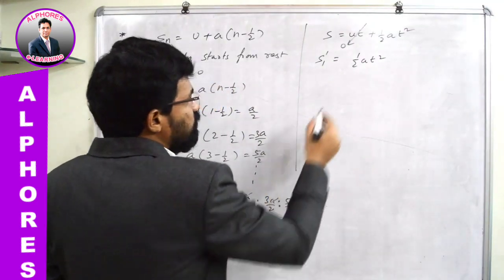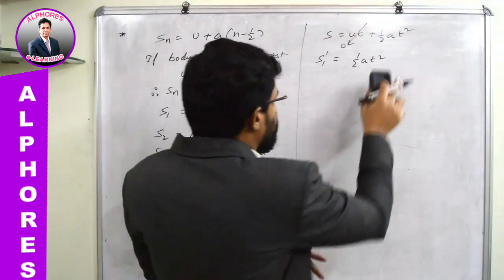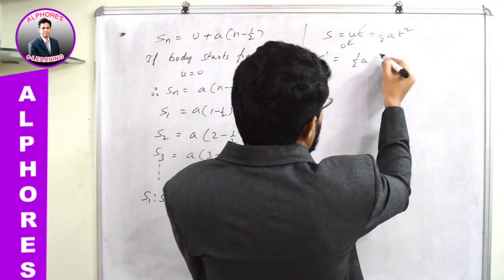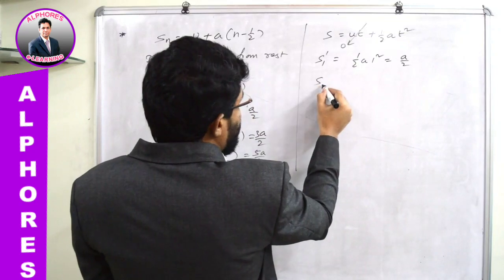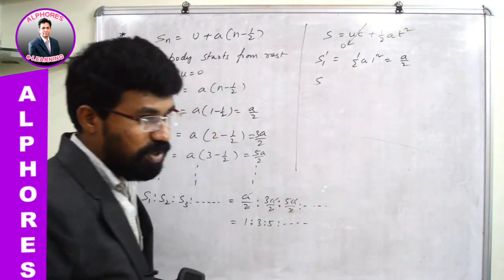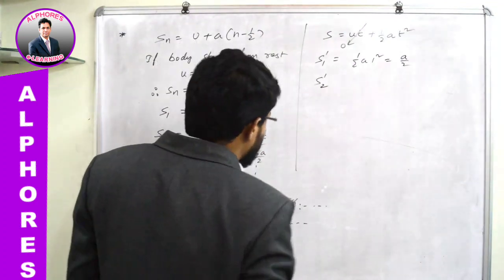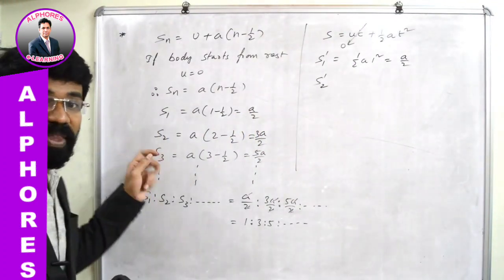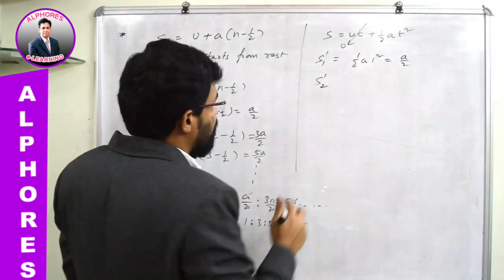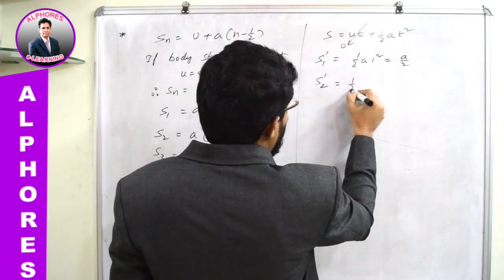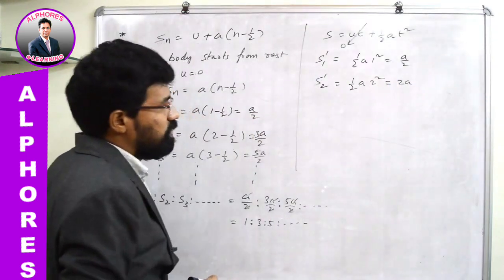Distance traveled in 1 second is equal to half at square, and you can replace t with 1 because we are talking about distance traveled in 1 second. So half a into 1 square, or simply a by 2. Distance traveled in 2 seconds. I hope all of you are able to identify the difference. Here I am talking about distance traveled in 2 seconds, and here distance traveled in the second second. This is distance traveled in 2 seconds, which is equal to half a into 2 square. You will have 2a, isn't it?